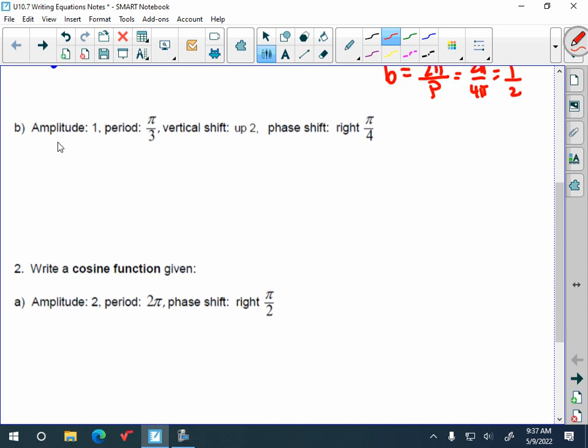All right, so next one. So again, we're doing a sine function. So amplitude is 1, so we could use either positive 1 or negative 1. Doesn't matter. All right, in parentheses, we're going up 2, so plus 2 at the end. All right, so now we want to find the B value, so we use the period to do that. All right, so our period is equal to 2 pi divided by B, which we could rewrite as B equals 2 pi divided by the period.